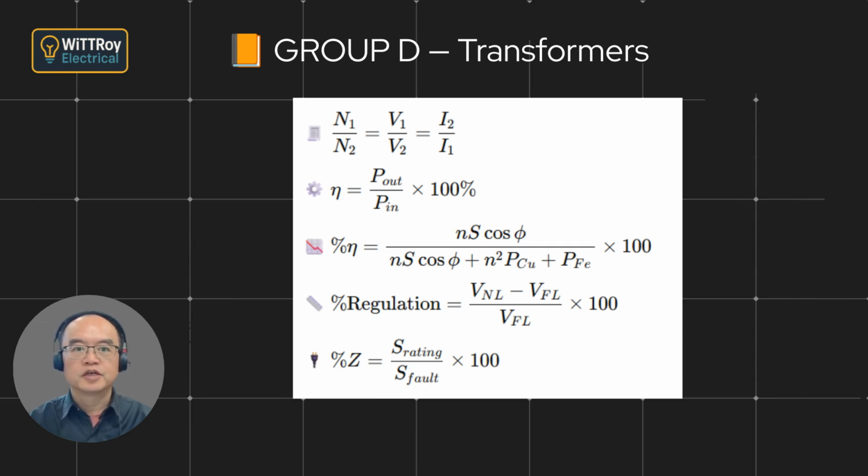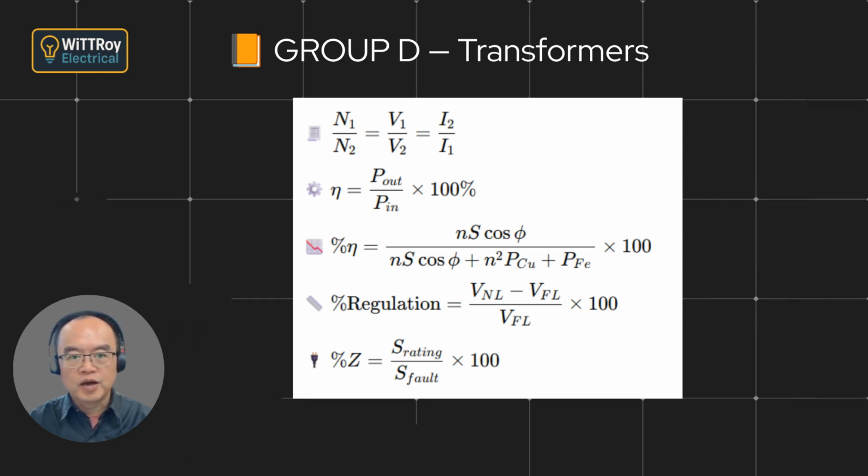Now we go to the next transformer formula. The formula is percentage efficiency equals N S cos phi divided by N S cos phi plus N squared P_c plus P_i, times 100%. This formula includes copper loss and iron loss in the transformer. N means the percentage of load. For example, 0.5 means 50% load, 1.0 means full load.